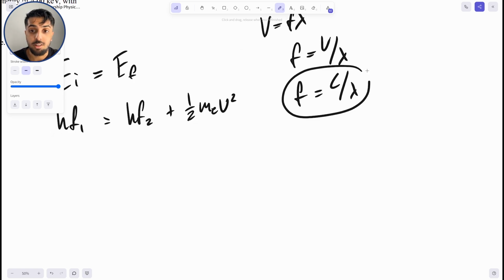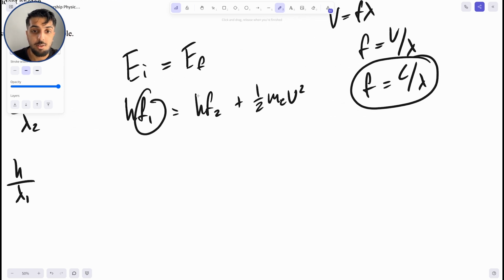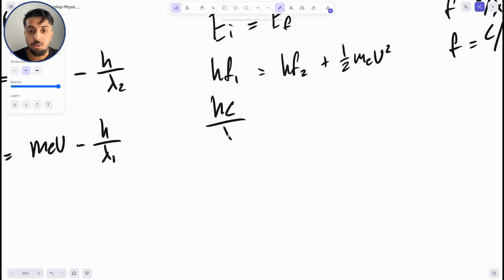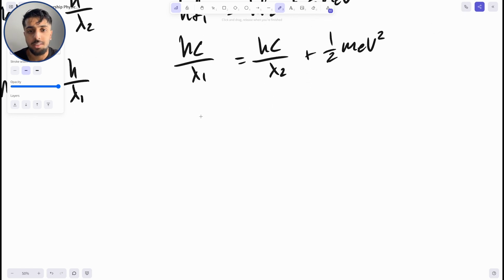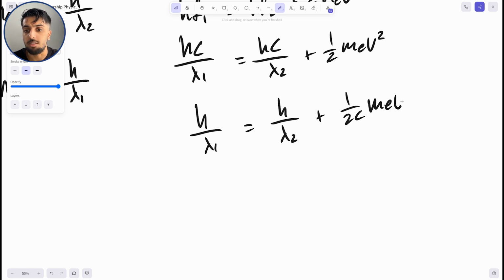And therefore we can replace the frequencies with this equation right here. And we get hc over lambda 1 is equal to hc over lambda 2 plus half m_e v squared. Now we can divide both sides by c, and we get h over lambda 1 is equal to h over lambda 2 plus 1 over 2c m_e v squared.